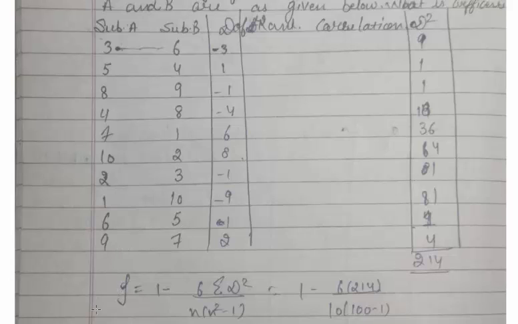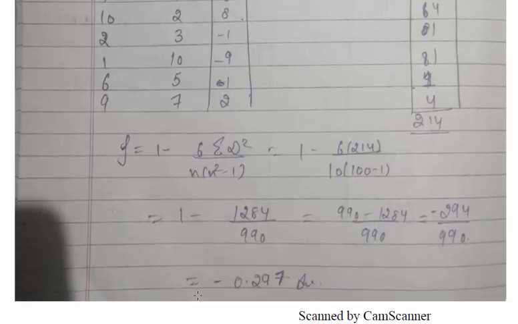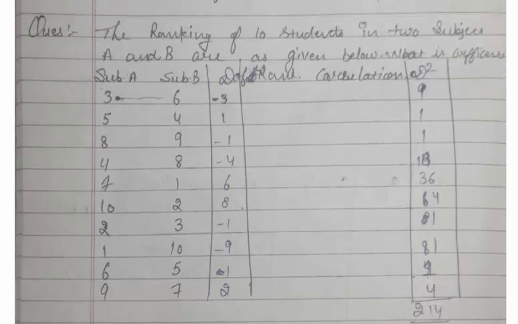Now rank correlation is denoted by rho. The value of rho equals 1 minus 6 summation D square over n into n square minus 1. So 1 as it is, 6 as it is, summation D square is 240. If you count, the number of terms of the series is 10. 10 into 10 square, which is 100, minus 1. So, if you simplify, your rank correlation is minus 0.297.